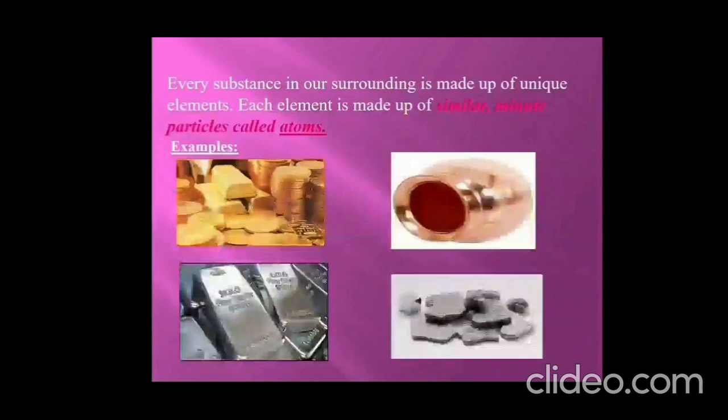Where can we see the elements in our daily life? Yes, every substance in our surrounding is made up of unique elements. For example, gold element means it is made up of gold atoms. If it is silver element, it is made up of silver atoms. Likewise, copper and iron are made up of their particular atoms.